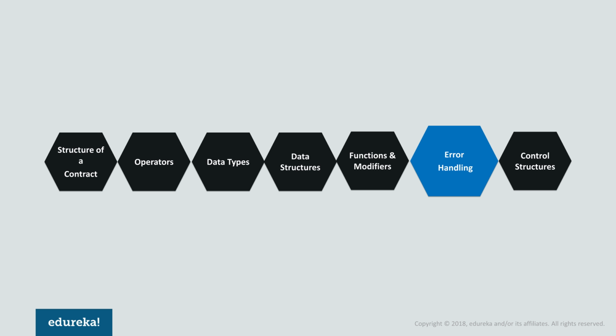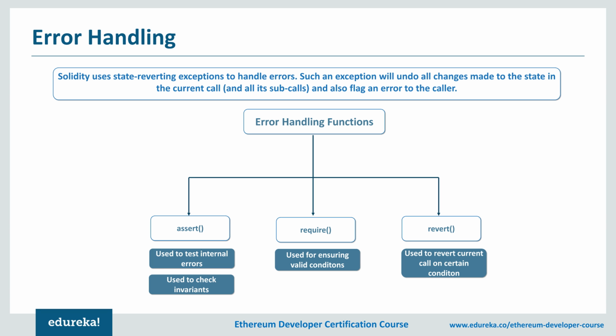Moving on, we come to error handling. Now, Solidity has a very special type of error handling. Solidity uses state reverting exceptions to handle errors. Such an exception will undo all the changes made to the state in the current call and all its subcalls, and also flag an error to the caller.